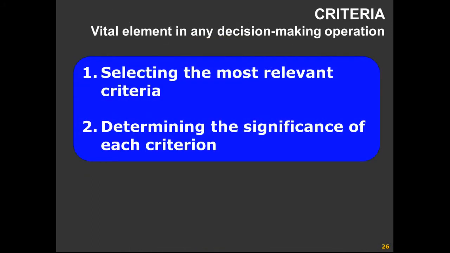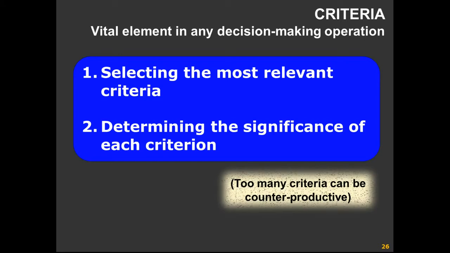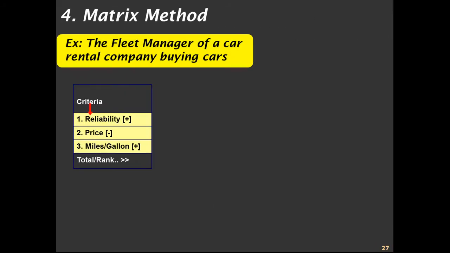When you deal with criteria, there are two very important elements that we need to think of. First is selecting the most relevant criteria, and then determining the significance of each criteria. Beware, too many criteria can be counterproductive. Let's look at a method that is known as the matrix method for dealing with multi-criteria decision making.